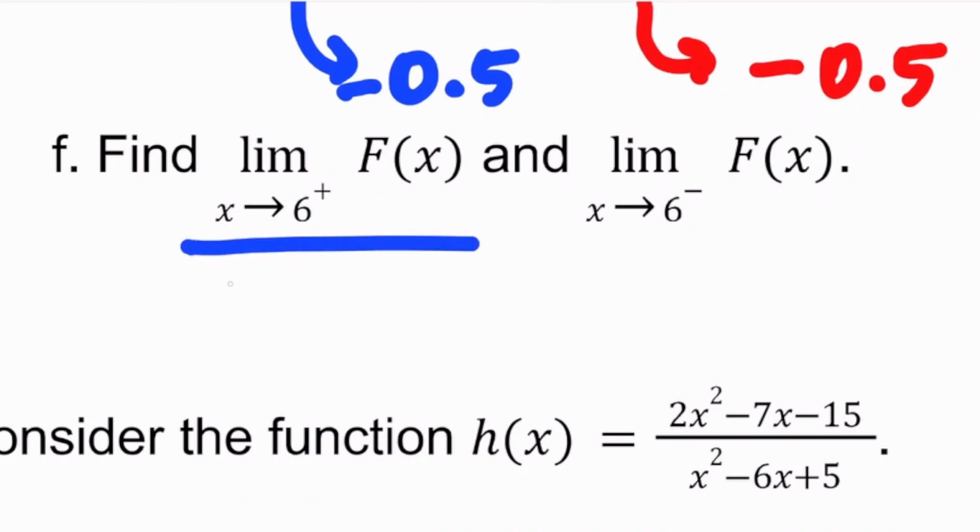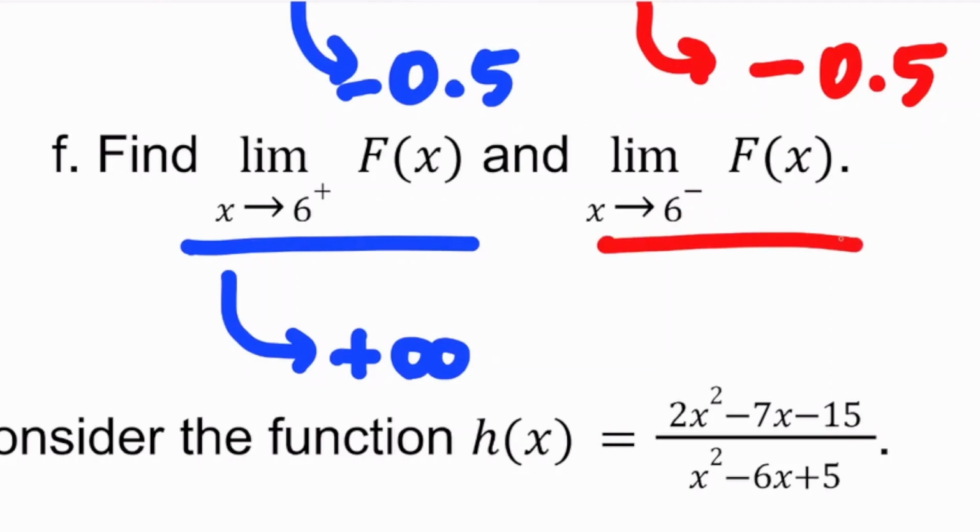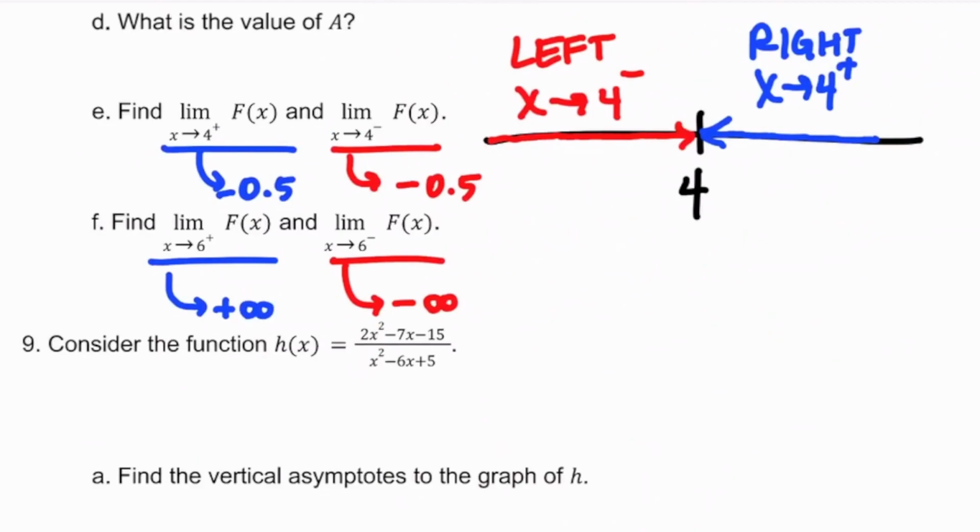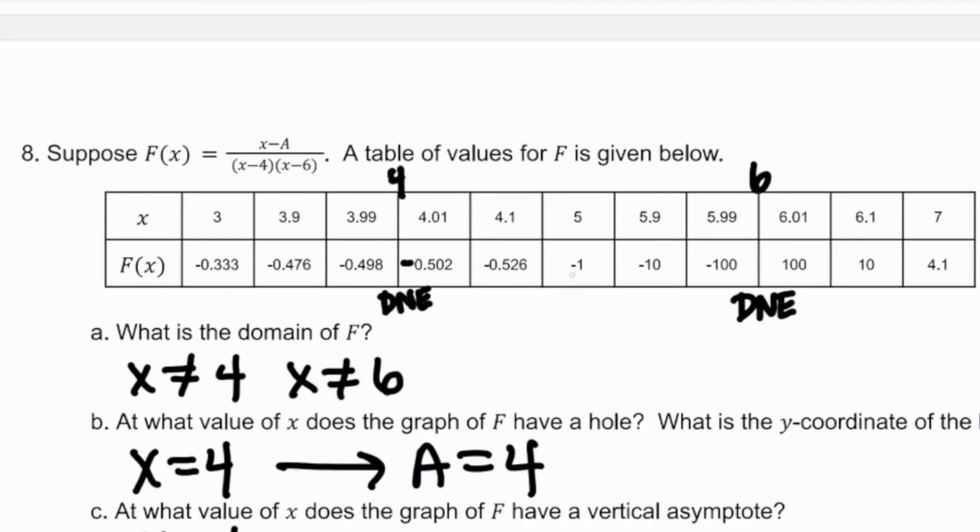So we're getting you ready for that. As x approached 6 from the positive side, the output values of f in the table were positive and getting larger. So I'm going to say that approached positive infinity. And then this limit down here approached negative infinity because the output values of f to the left of x equals 6 were negative and getting more negative: -1, -10, -100, versus over here to the right, 10 and 100.